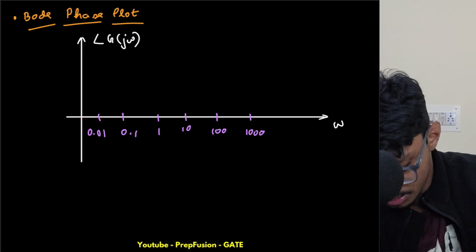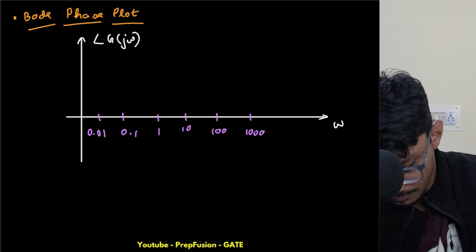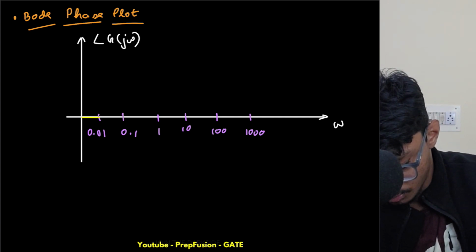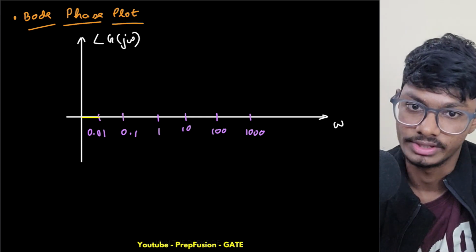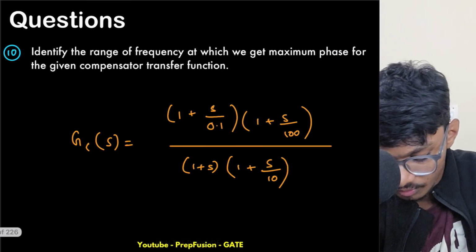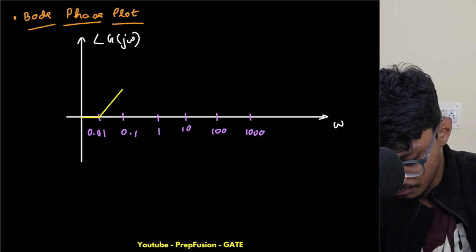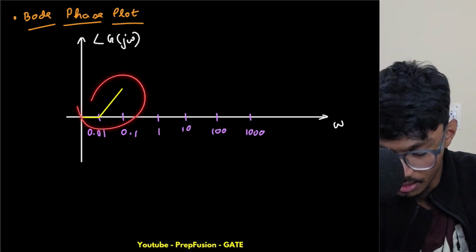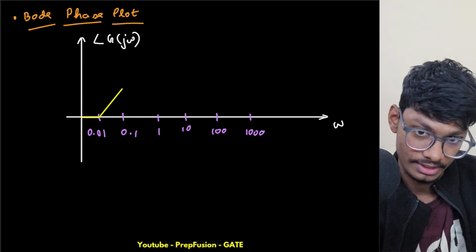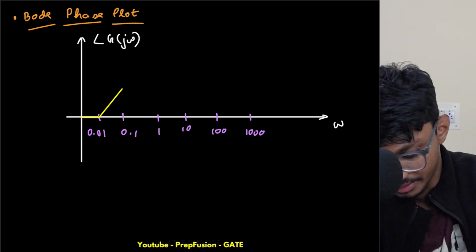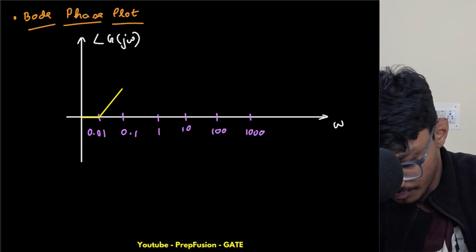So my phase will be 0. Next, I encounter a zero, so the effect of the zero will come, up until 0.1. Now the slope is what? Plus 45 degree per decade.